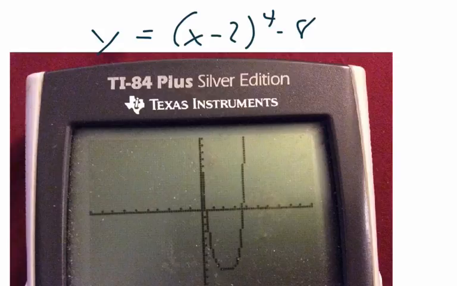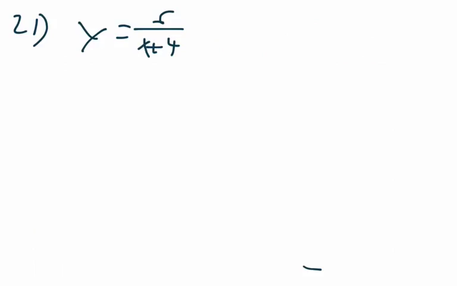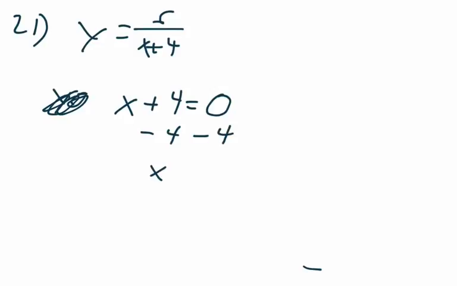Alright, I graphed this problem, number 20. Look for the zeros. There's one right here, one right there. So how many zeros are there? 2. So y equals 6 over x plus 4. I said x plus 4 equals 0. Subtract 4, x equals negative 4. That's the vertical asymptote. Since there are more x's in the denominator than in the numerator, the horizontal asymptote is simply going to be y equals 0.